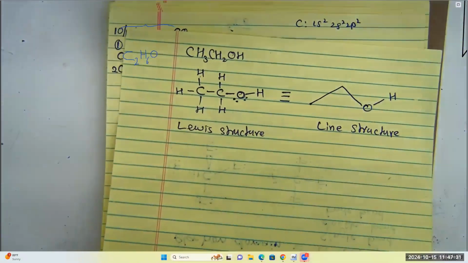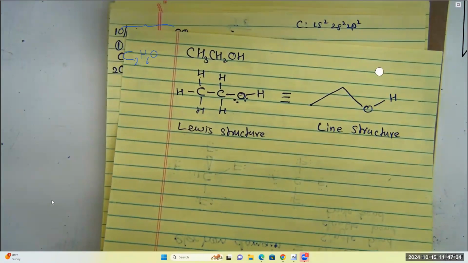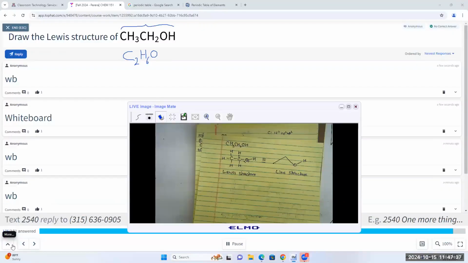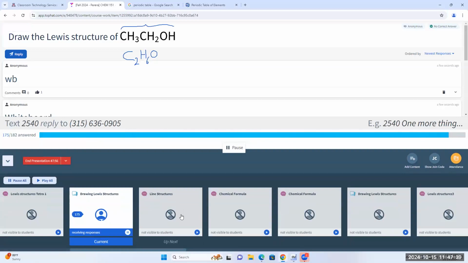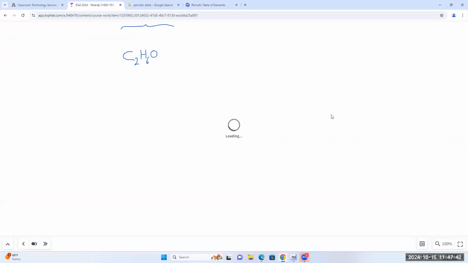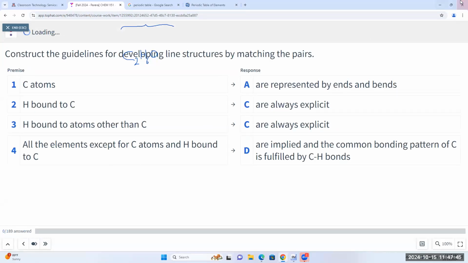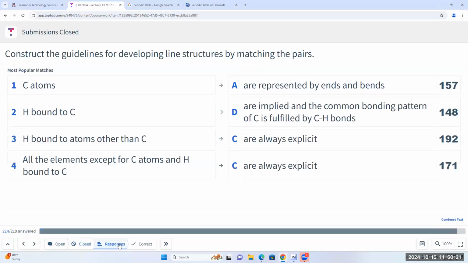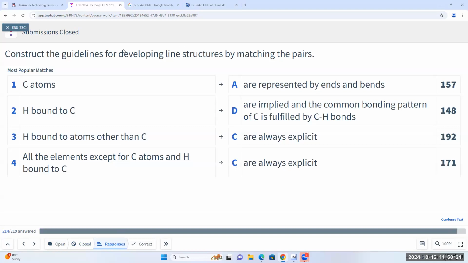Here's what I want you to do. On top pad, I want you to let me know. All right. And then here are our responses. So when we build line structures from Lewis structures, the carbon atoms are represented by ends and bends. And hydrogens bonded to carbons are implied. You don't have to draw them explicitly. They are there to fulfill the common bonding pattern of carbon.